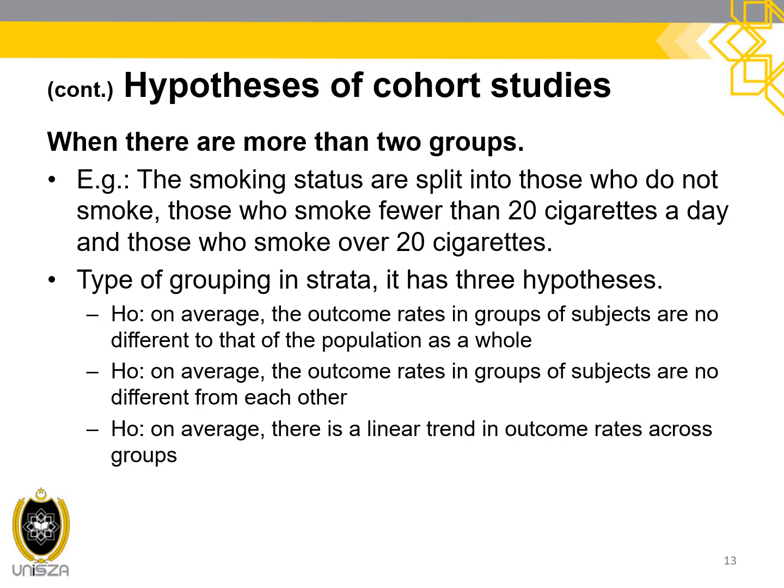When there are more than two groups in a cohort study, for example, the smoking status is split into those who do not smoke, those who smoke fewer than 20 cigarettes a day, and those who smoke over 20 cigarettes a day. This type of grouping in strata has three hypotheses. The first null hypothesis is, on average, the outcome rates in groups of subjects are no different to that of the outcome as a whole. The second null hypothesis is, on average, the outcome rates in groups of subjects are no different from each other. And the final null hypothesis is, on average, there is no linear trend in outcome rates across groups.